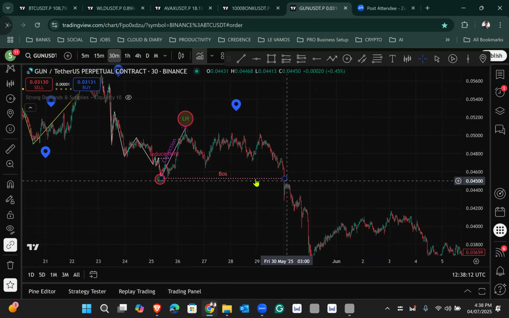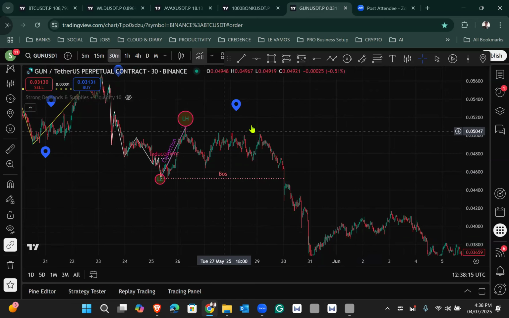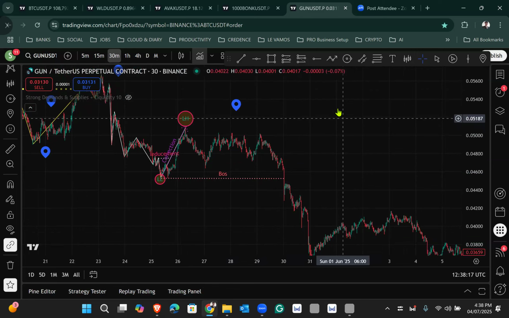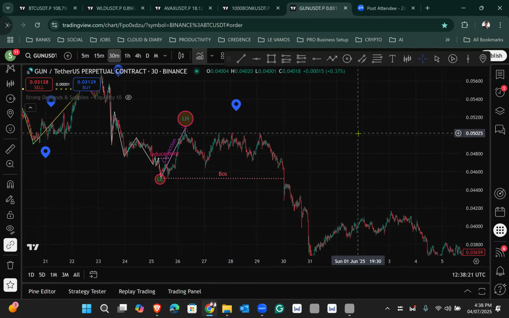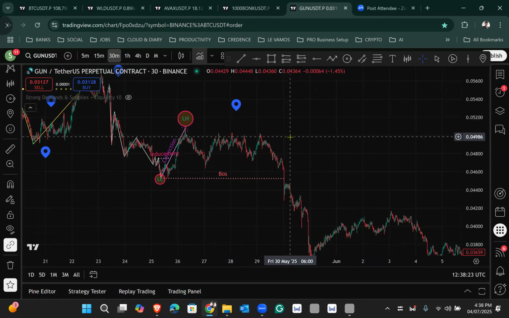Suppose if there is no BOS here, probably the lower high will be somewhere here, something like this. Maybe if this is not happening, correct? No. And without the BOS, there's no lower high.